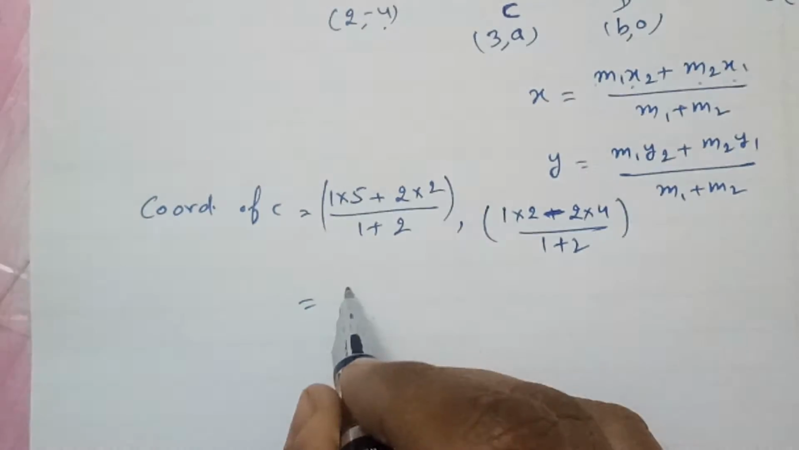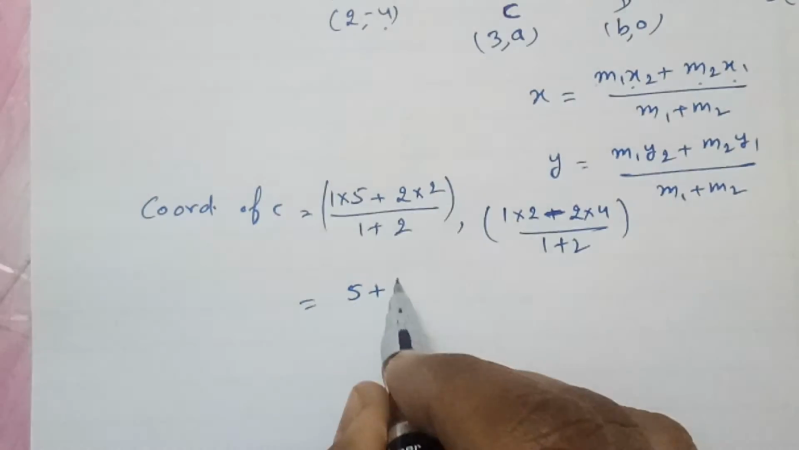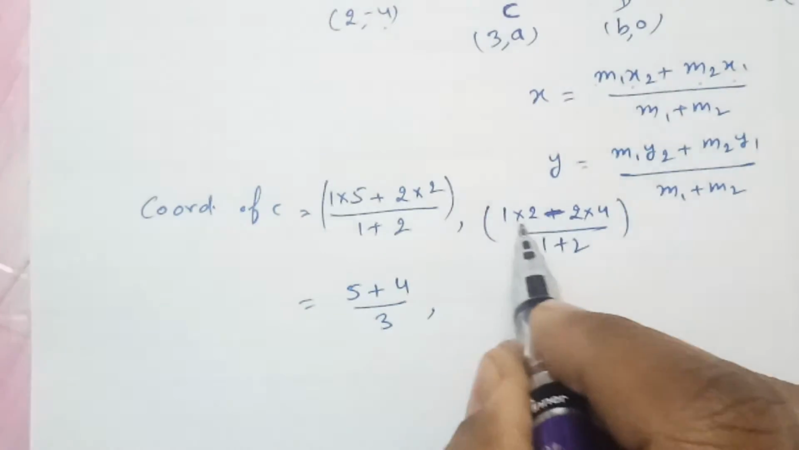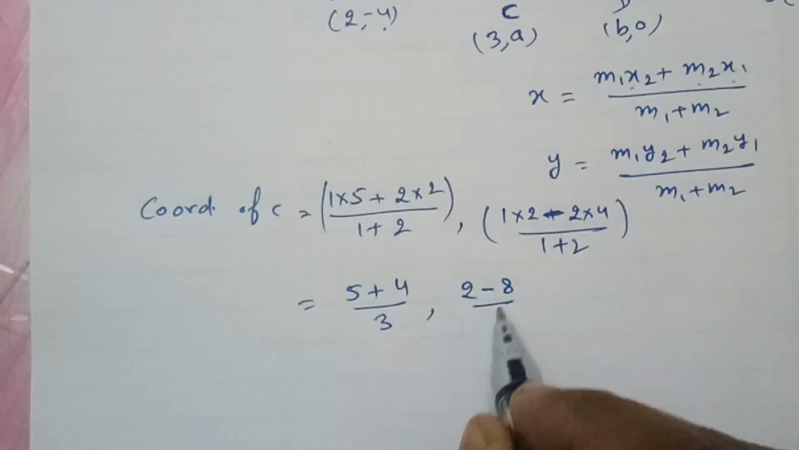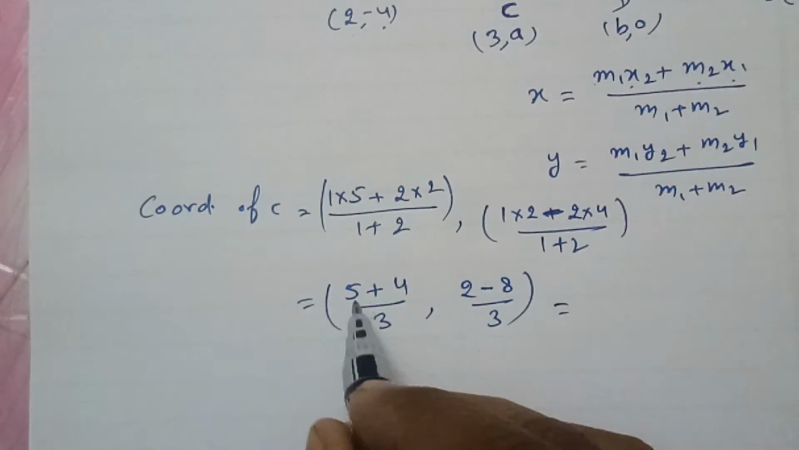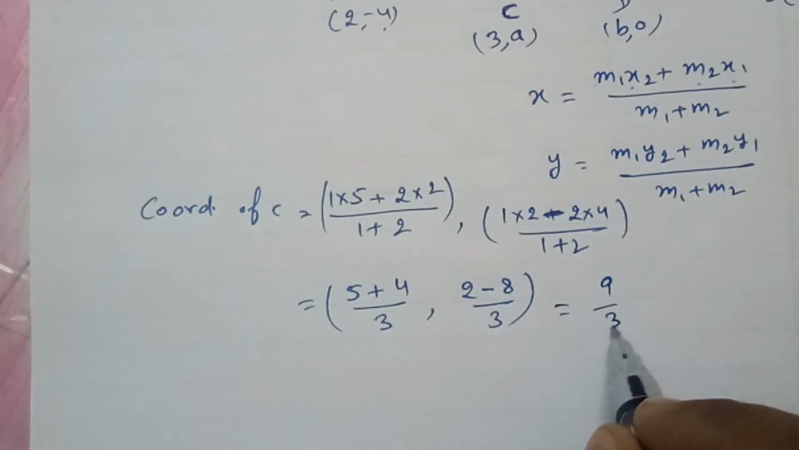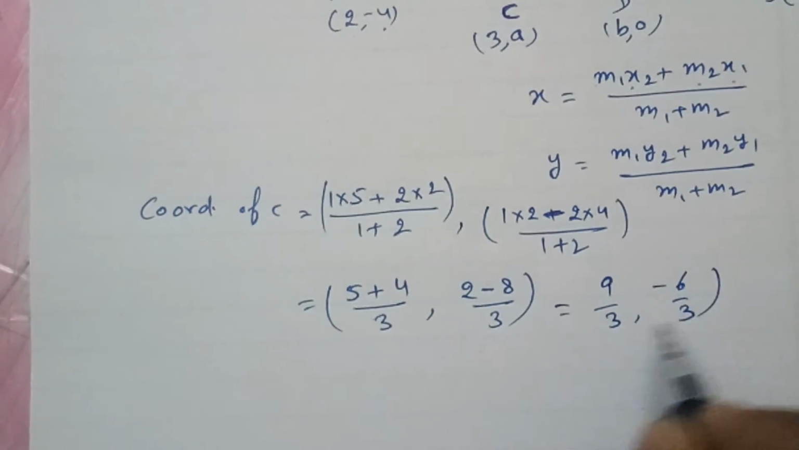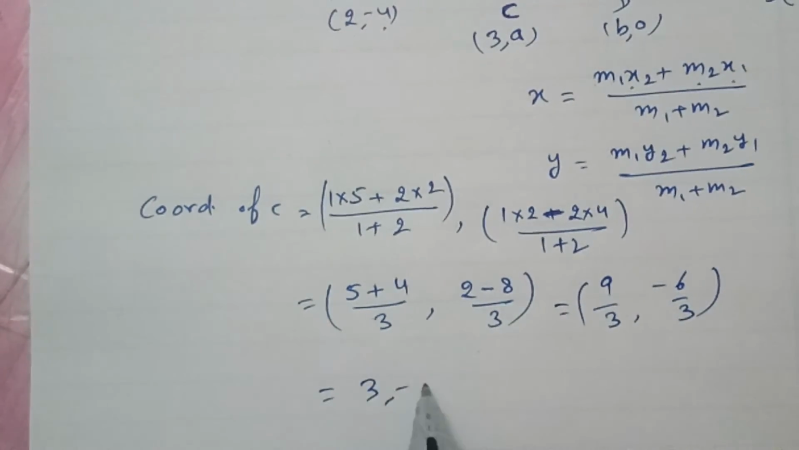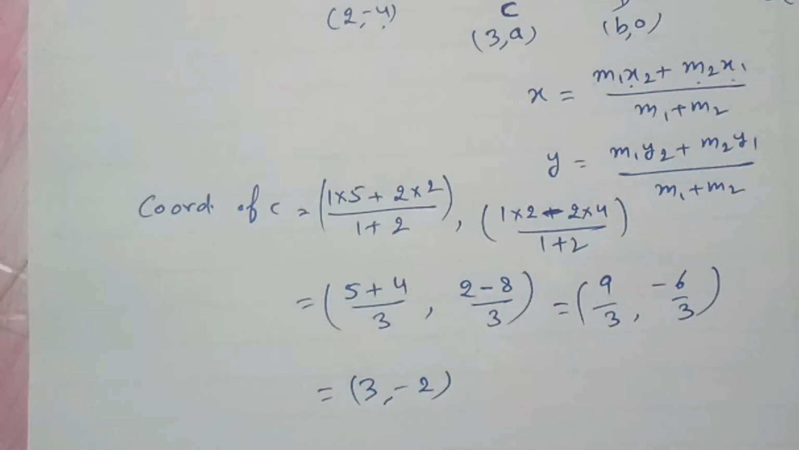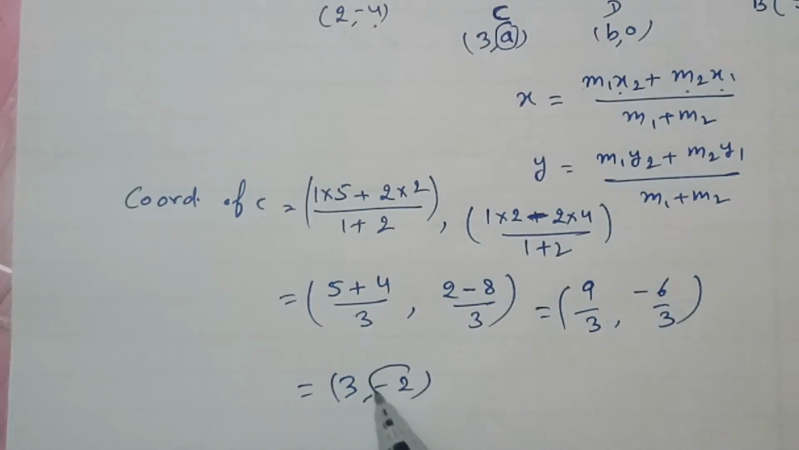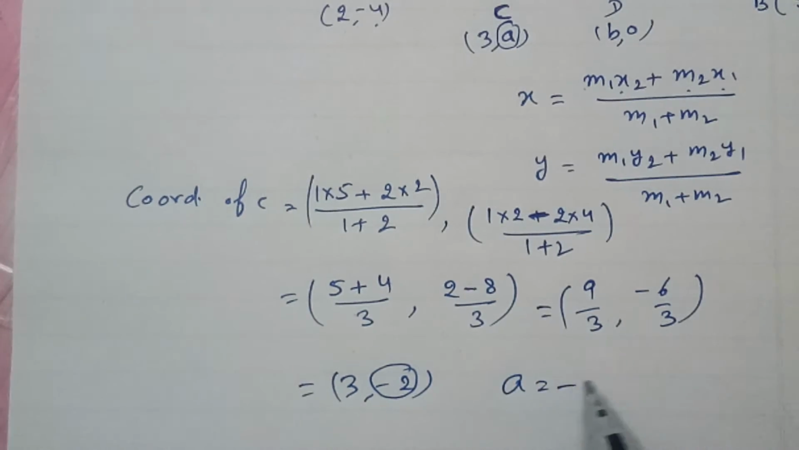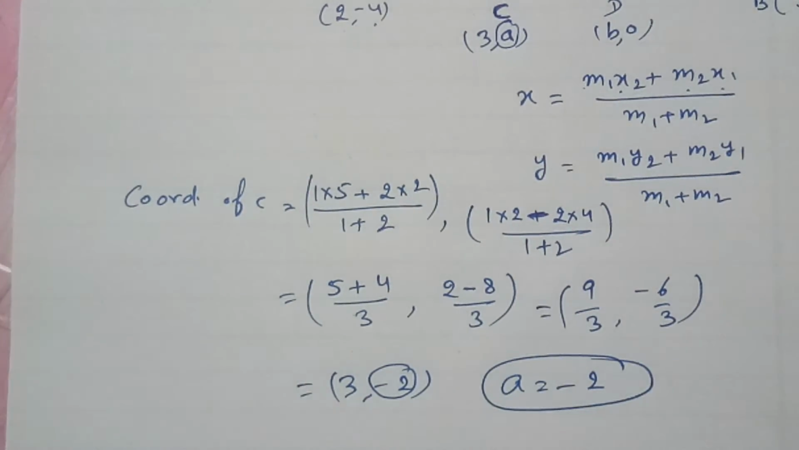So you can see the calculation now. It is 5 into 1 is 5, plus 2 twos are 4, over 3, and here 2 ones are 2, minus 8, over 3. So 5 plus 4 is 9, 9 by 3 is 3, and minus 6 by 3 is -2. So the coordinates are (3, -2). If you compare, the value of a is -2. The value of a is -2.